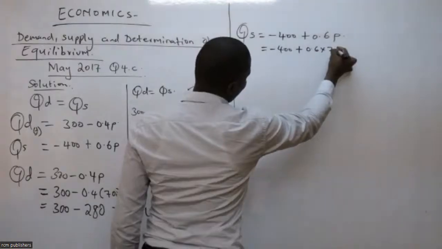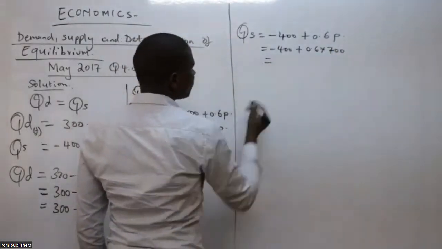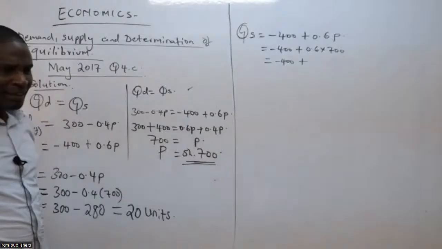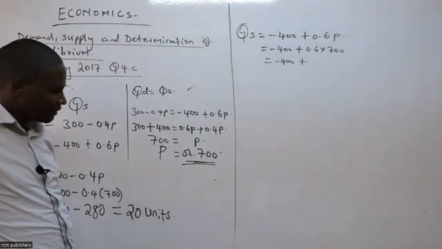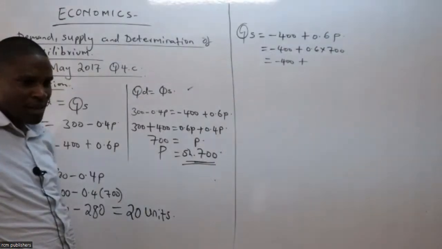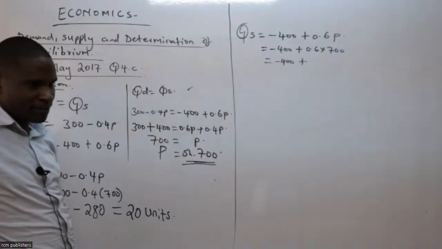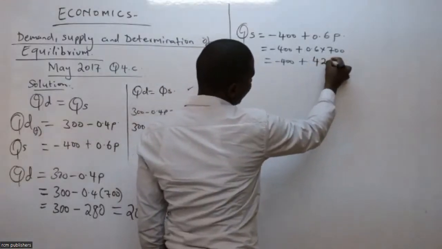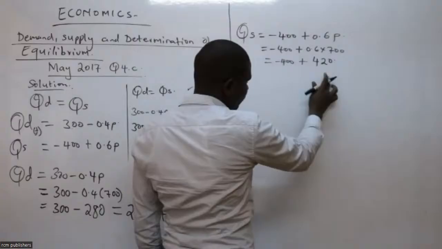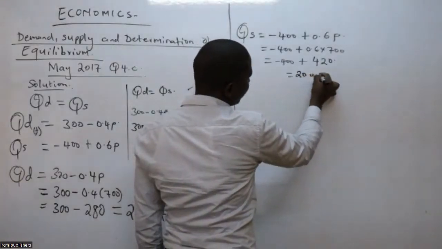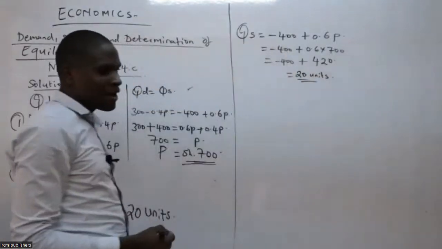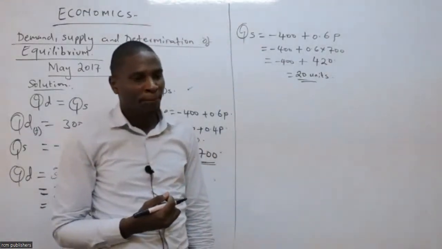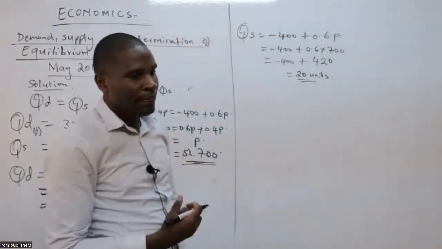The value of P is 700. Now, can you tell me minus 400 plus 0.6 times 700, how much is that? Will it really give me what I want? 0.6 times 700, what are you getting? 420. Minus 400 plus 420, I'll get a positive 20 units. So that's proof. Quantity supplied is equal to quantity demanded.